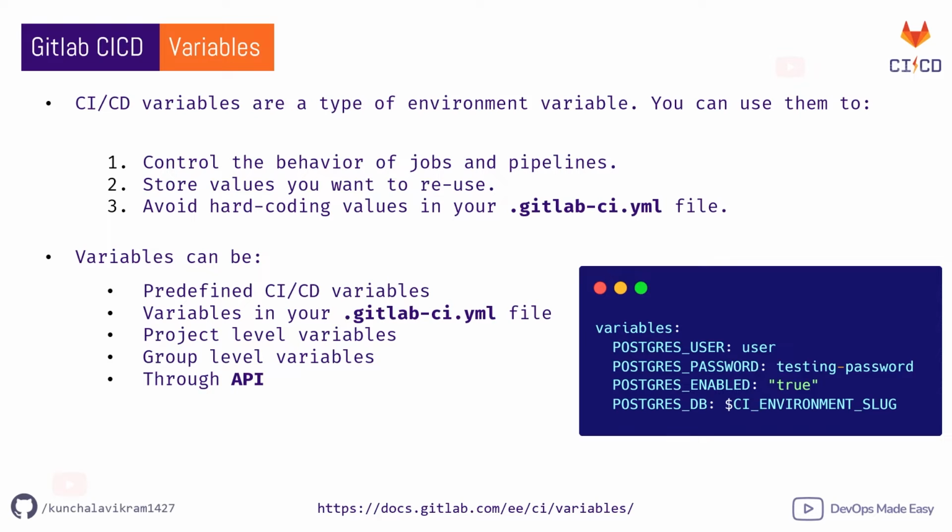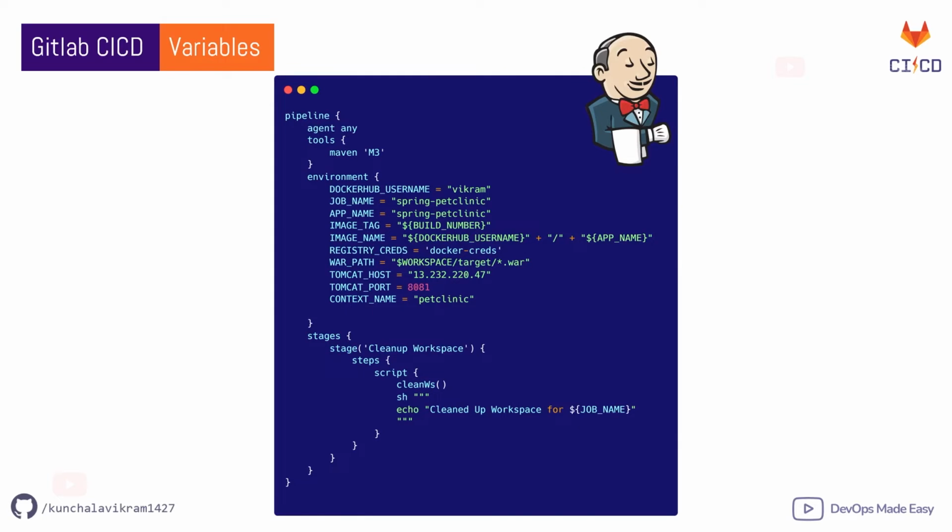And there are group level variables. These variables will be inherited by all the projects inside that group or the organization. And also when you're triggering the pipelines through an API call, at that time also you can send some variables through the API. So if you want to learn more about the variables, do check out the link that is given in this presentation. So this is how you define variables in case of Jenkins.